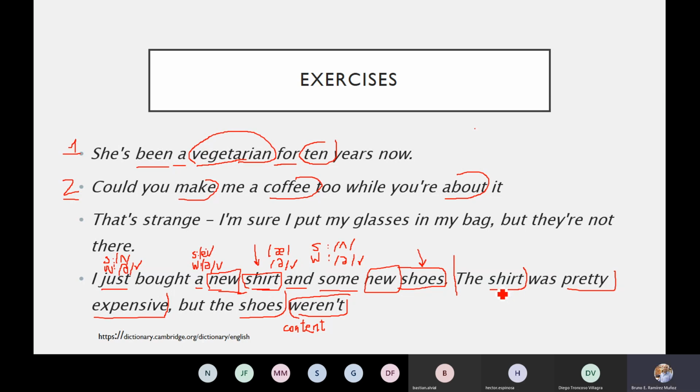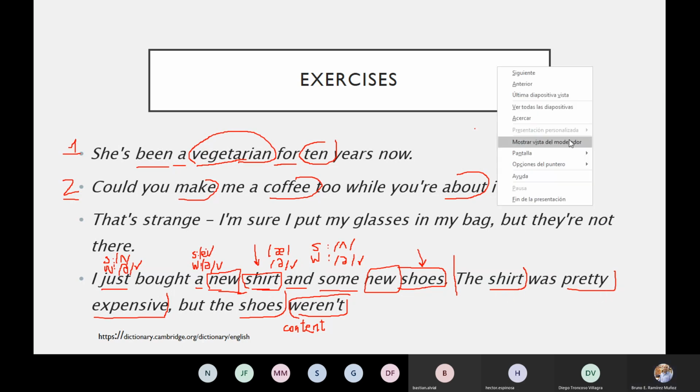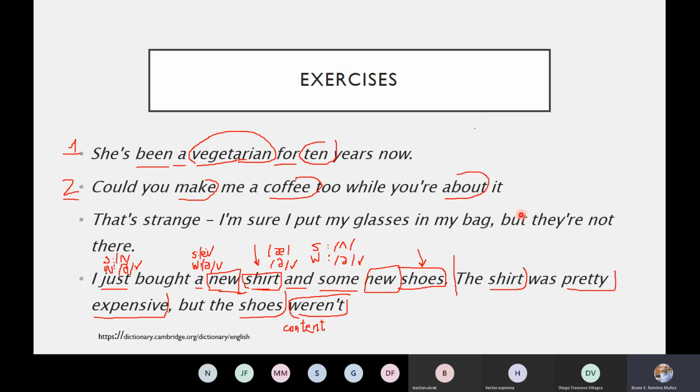because we have a noun here. Okay, this is a noun. Pretty, this is an adverb. Expensive is an adjective. Pretty is qualifying expensive. It's not little expensive, it's pretty expensive, very expensive. Shoes is a noun, and weren't is a verb, right? Now, the function words that we have here are the. The is a function word.